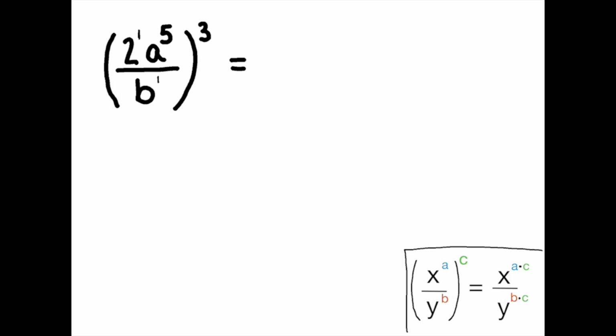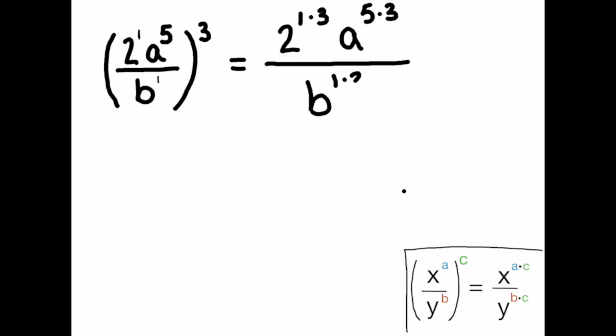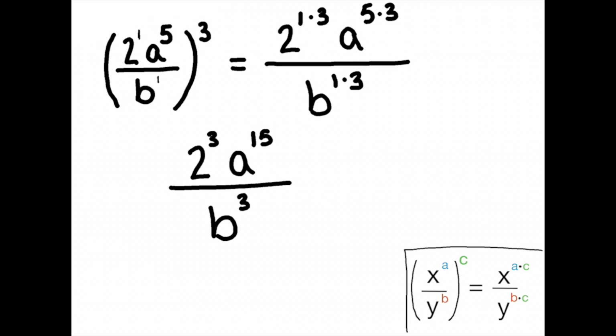All right, so if I'm following this rule down here in the corner, I know that I have 2 to the 1st times 3, a to the 5th times 3, all over b to the 1st times 3. Now I'm going to simplify this down. All right, so that means my final answer is 2 to the 3rd, a to the 15th, all over b to the 3rd. All right, hang in there. We've got 2 more examples.